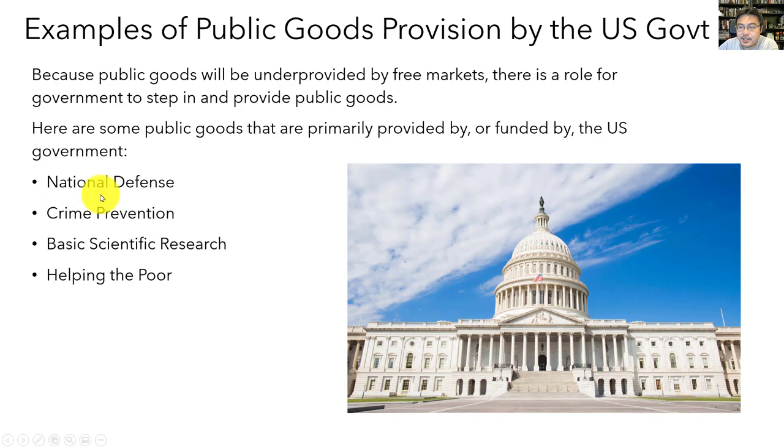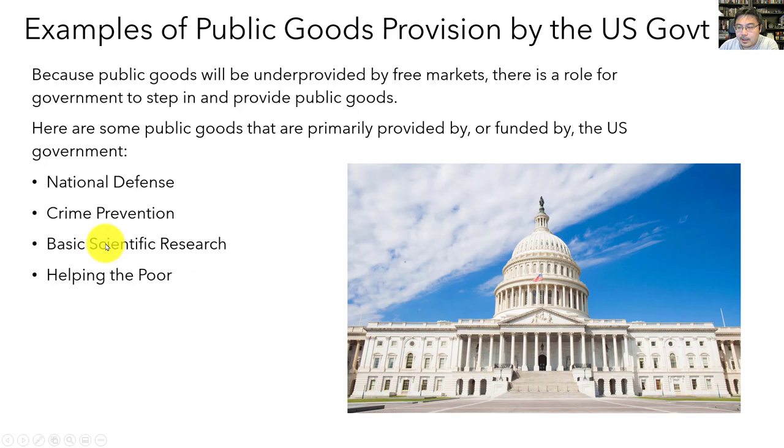Right, crime prevention. Crime prevention in the U.S. is also provided by the government, but this time state and local governments instead of the federal government. And state and local governments in total spend about $200 billion a year on law enforcement and corrections. Basic scientific research. I mentioned that a lot of scientific research is funded through grants. And state and local governments also fund scientific research simply by paying the salaries of the university faculty that conduct that research as part of their duties.